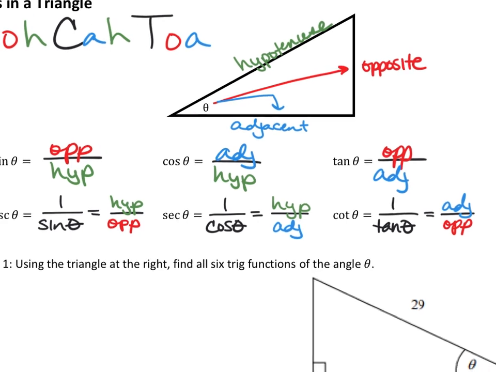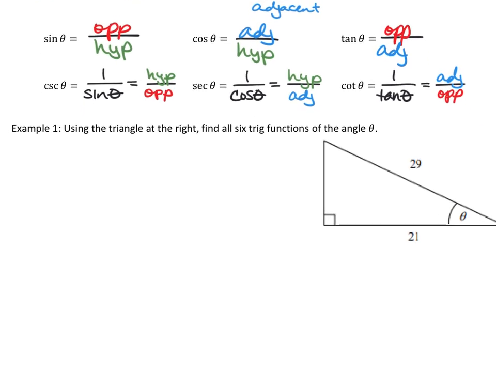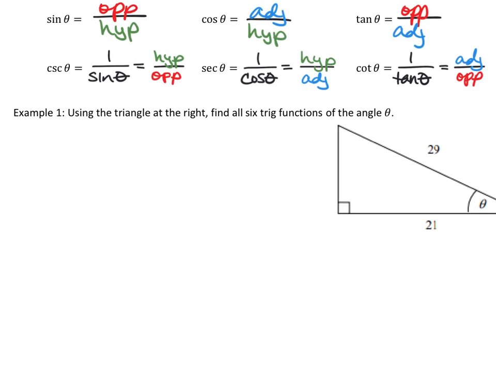Cool. Why would we use this, or how would we use this? Here's example 1. Using the triangle on the right, we want to find all 6 trig functions of the angle theta. So before we get started doing all the 6 trig functions, we need to make sure we know a value for the opposite, the adjacent, and the hypotenuse. Which 2 sides do I currently know?